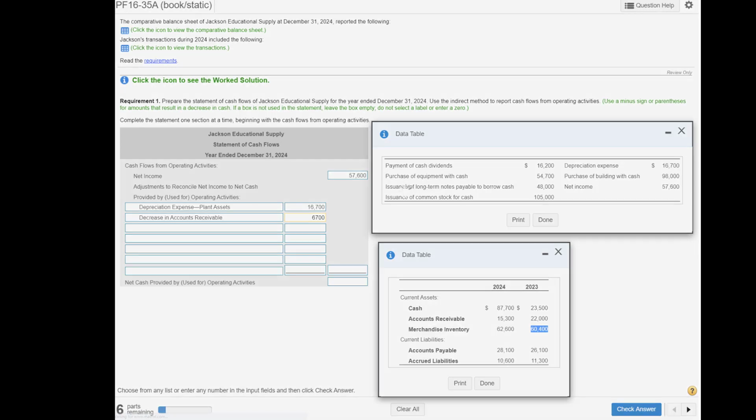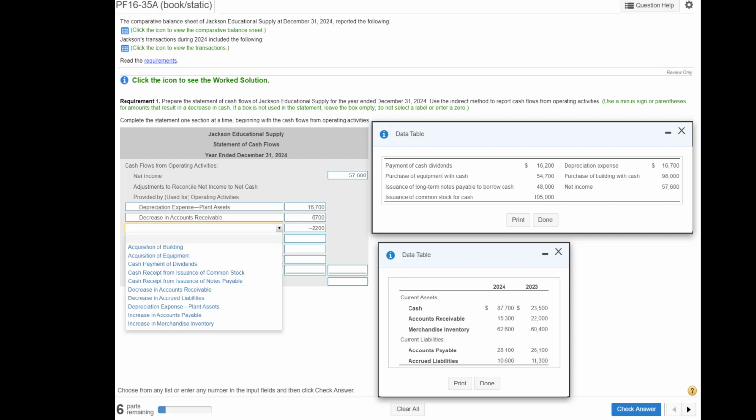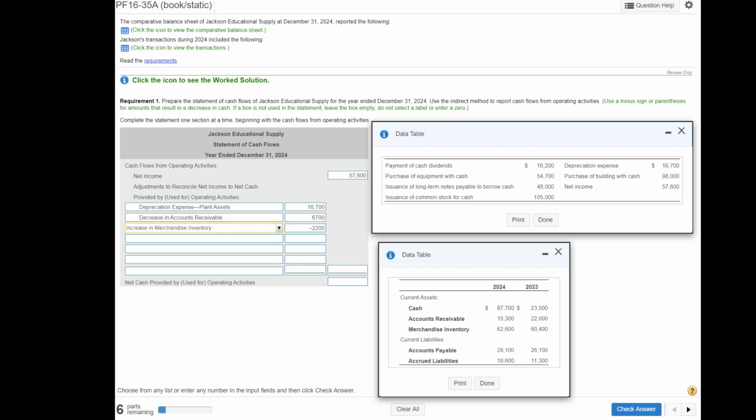So it looks like inventory, another current asset, went up, so cash must have gone down because we must have paid for it. We must have bought it. Minus 2,200. I'm putting a minus in there because cash went down. And why did cash go down? Because inventory went up.